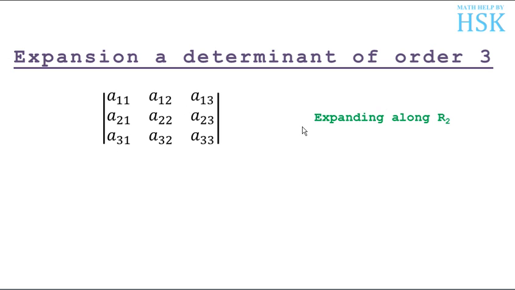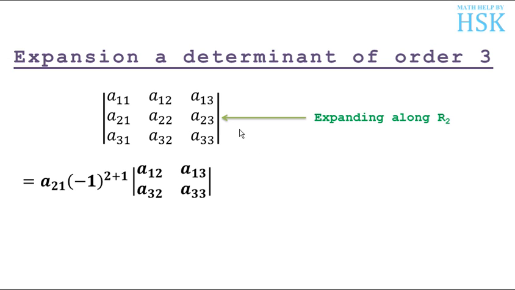And we wish to expand this determinant along the second row, that is R2. This is the second row and we are going to expand this determinant about this row. Now, the expansion about any row or any column can be done for a given determinant, and the method is the same for the expansion of any row or any column. So how do we expand a determinant about the second row?